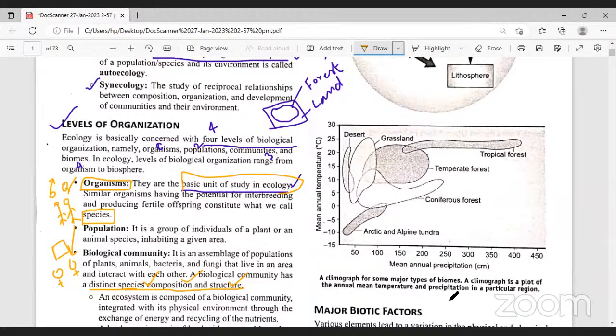So here, a climograph is a plot of the annual mean temperature and precipitation in the particular region. So this is the climatograph they have given for the particular area. See that this is the mean annual precipitation in centimeters. Annual precipitation means what is the draining process? Very less means very less in nature, and the temperature will be very high.